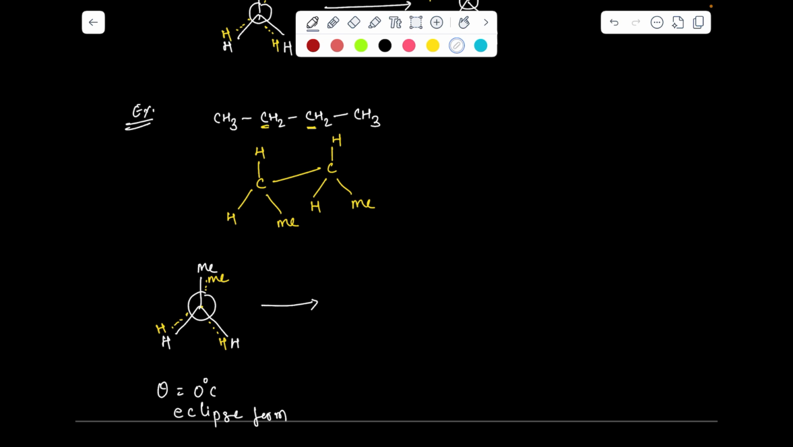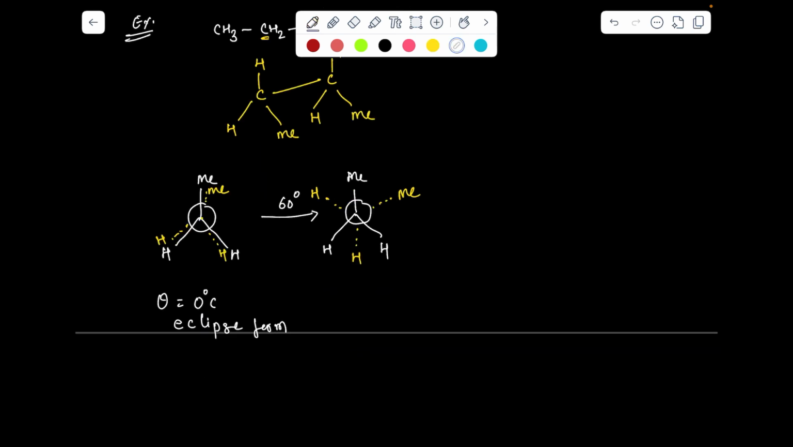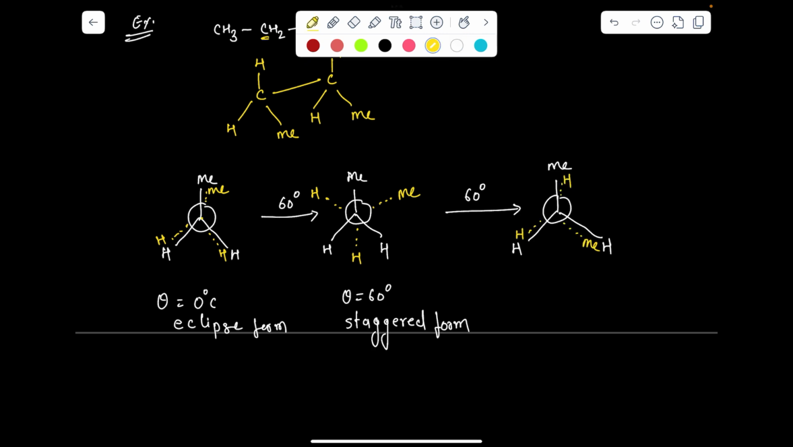Now I'm going to do the 60 degree angle, and whatever conformer we get at 60 degree has a name, it's called the staggered form. So Me, hydrogen and hydrogen, and we have Me, hydrogen and hydrogen. On further rotation, one more 60 degree, it's called partial eclipse. It's not 100% hidden behind, so we write the name of this as partial eclipse.